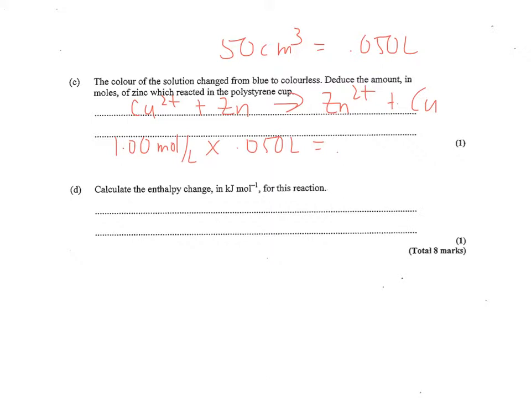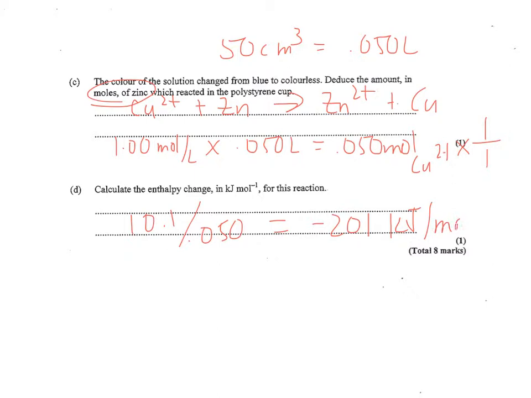That means I had 0.050 moles of copper 2, and since it's occurring in a 1-to-1 ratio, I also have 0.050 moles of zinc that reacted. And then calculate the enthalpy change in kilojoules per mole. And actually, I misspoke back when I said you could express this as kilojoules per mole, because the 10.1 was for 0.050 moles. So now I should divide that, and I get negative 201 kilojoules per mole for this reaction.